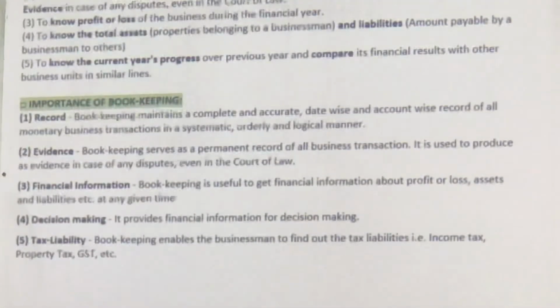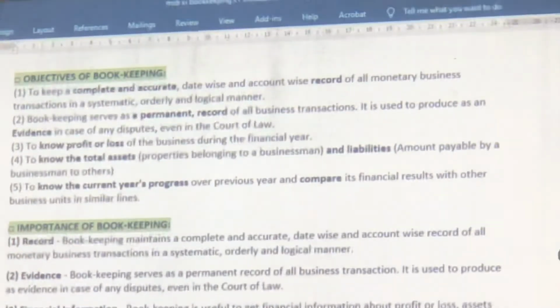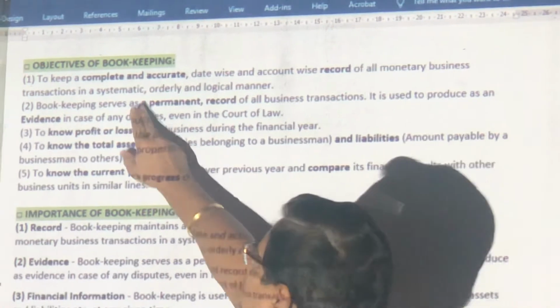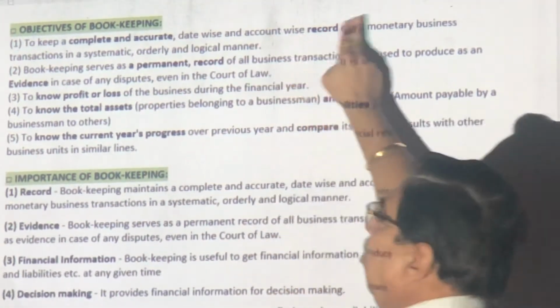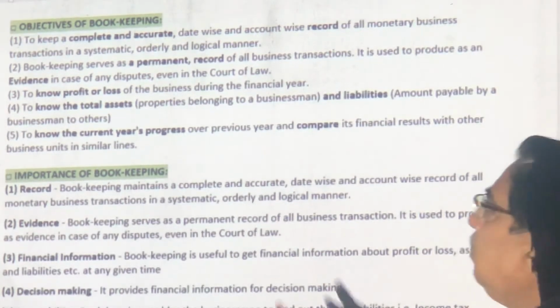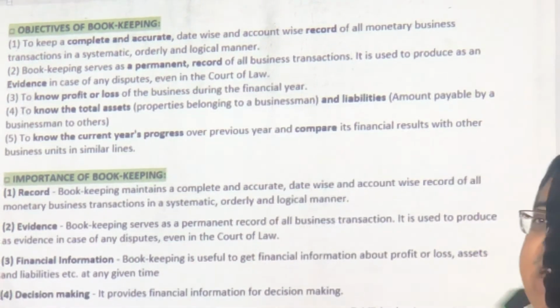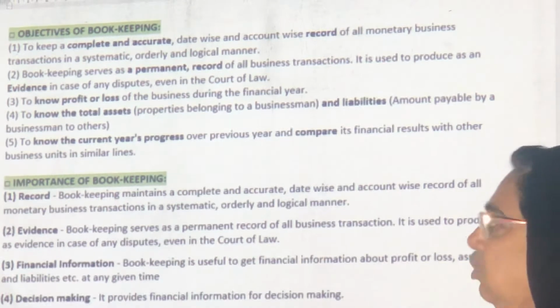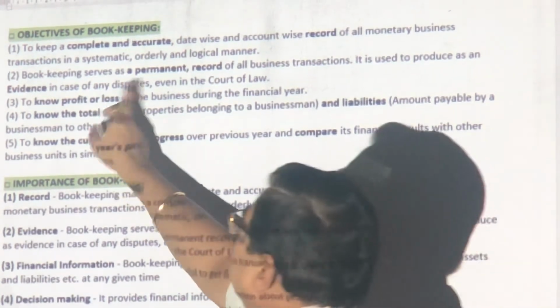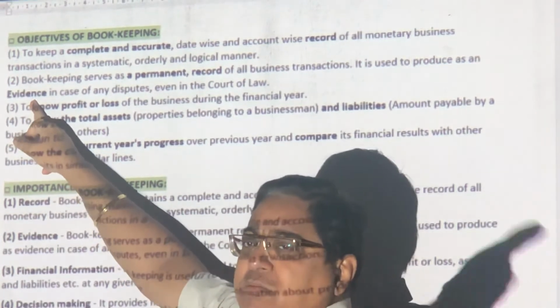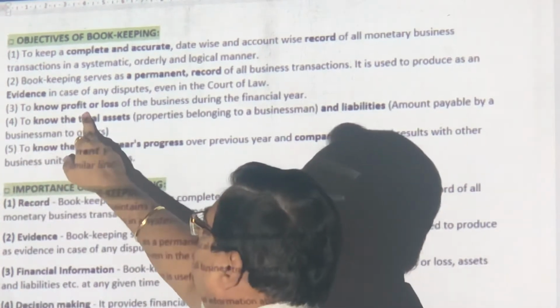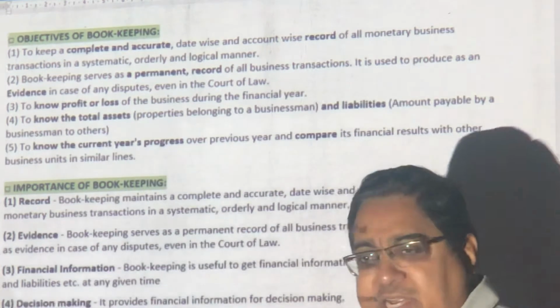Why do we do bookkeeping? What are the objectives of bookkeeping? First, a complete, accurate, date-wise account record of money transactions. Second, permanent. You can't take a rubber or pencil. It has to be permanent. If you go to court, I will keep it as proof: see my account book. To know profit or loss. Why am I doing the business?